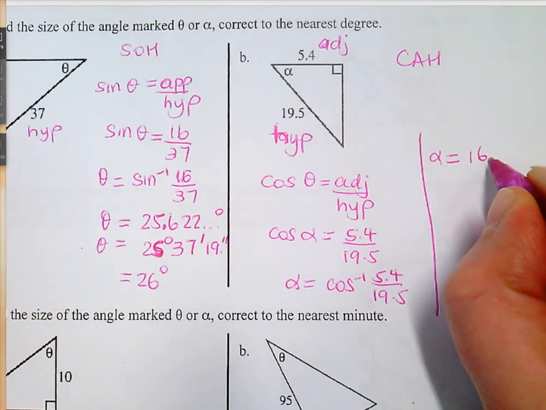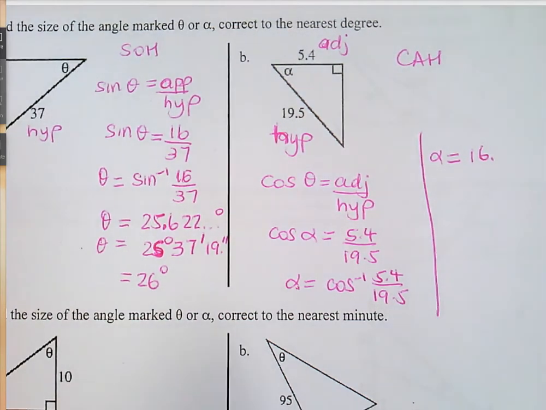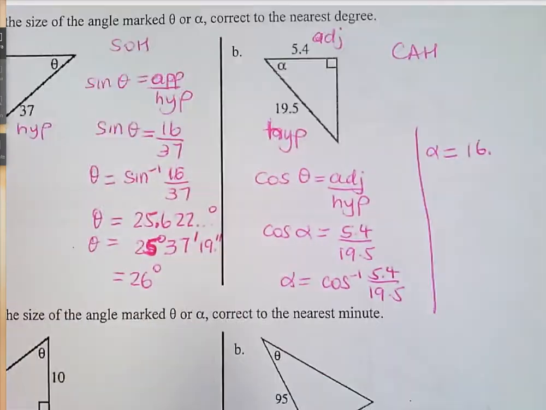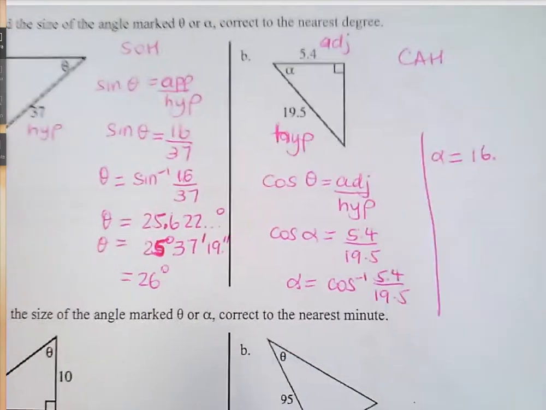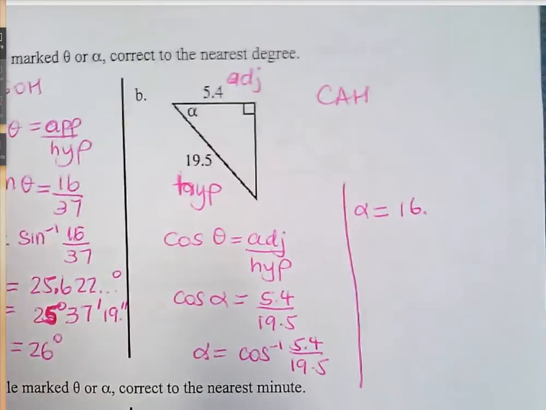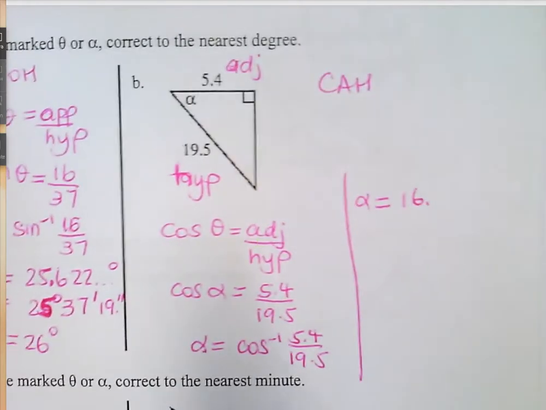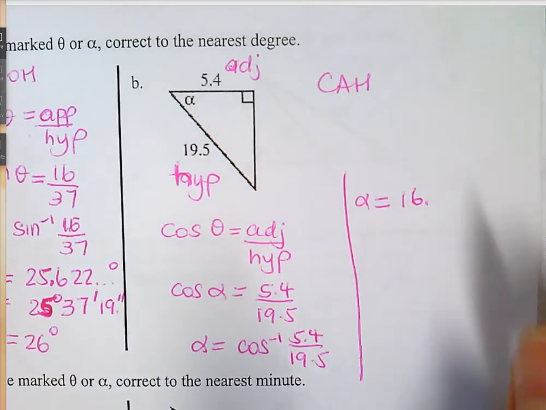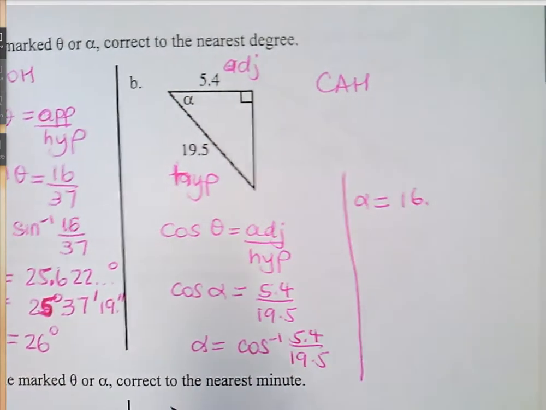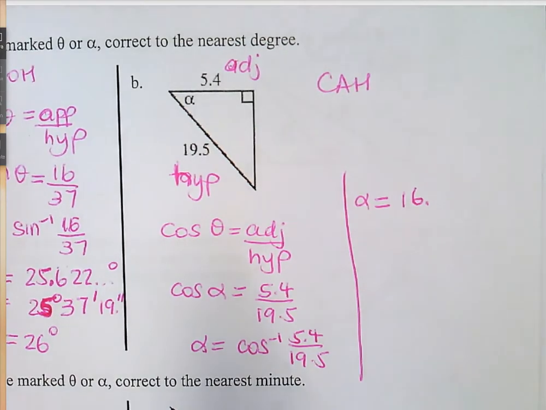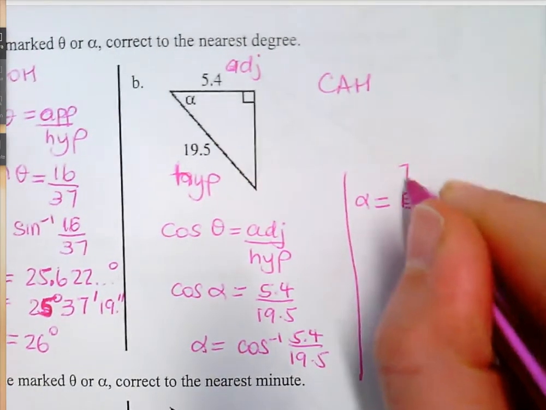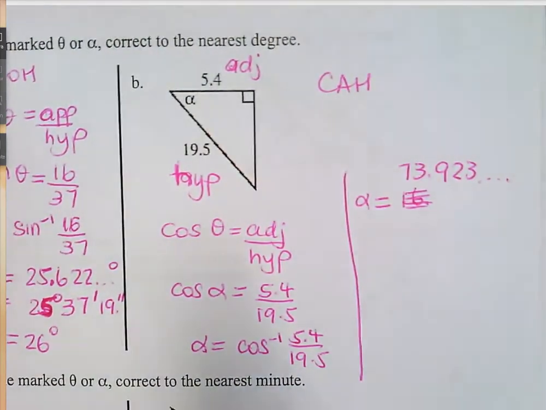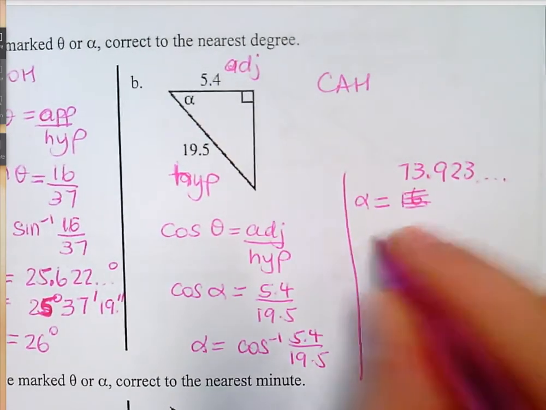I need more than one person. Girls, can you not see it? 73.92. All right. Girls, make sure you're in degrees mode. Shift cos 5.4 over 19.5, which is why I want more than one person doing it, please. 73.92335, etc. Make sure you get the same. So girls, to the nearest degree?